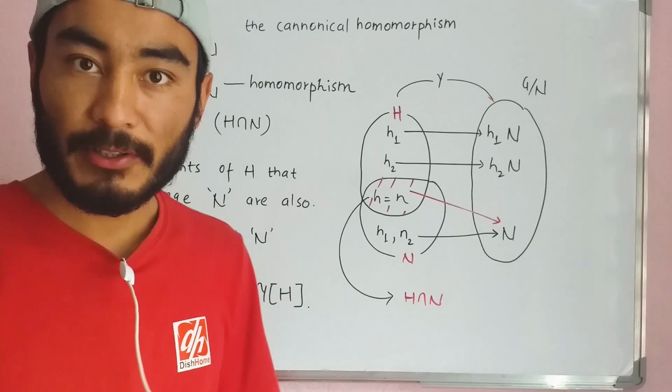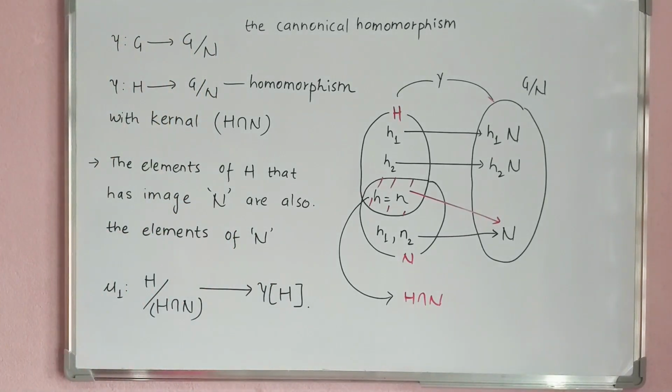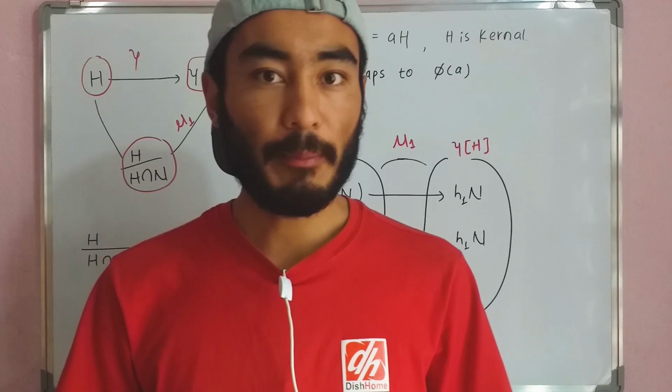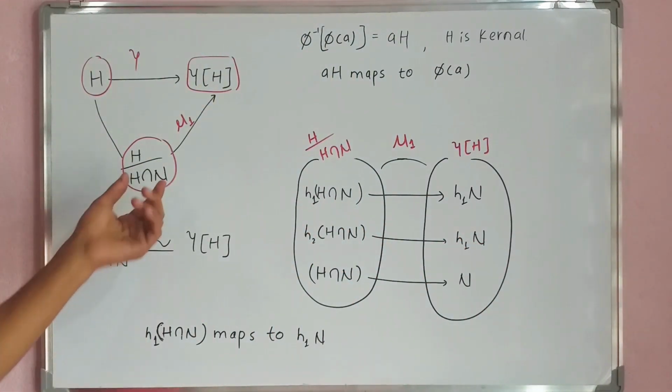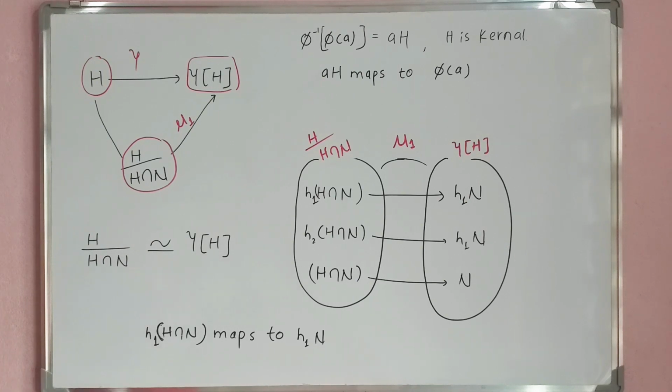So from the first fundamental theorem, we can define an isomorphism from the factor group H by H intersection N to gamma H, and let mu1 be that isomorphism. And if you remember from the first fundamental theorem, gamma from S to gamma S is a homomorphism with kernel H intersection N. Then you can define mu1 from H by H intersection N to gamma H as an isomorphism. And this gives us the factor group H by H intersection N is isomorphic to the group gamma H.